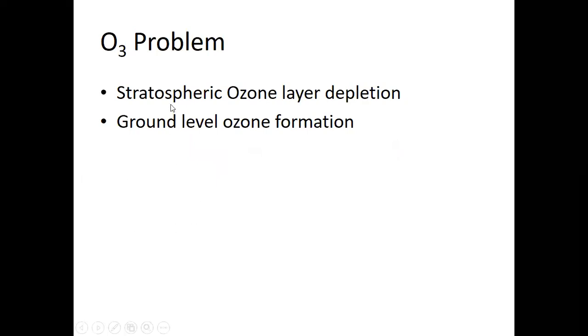But in the upper atmosphere, ozone is a valuable gas. It protects the Earth from harmful ultraviolet B radiation. So this is about the ozone problem. The ozone problem can be divided into two parts: ground level ozone formation and stratospheric ozone layer depletion.